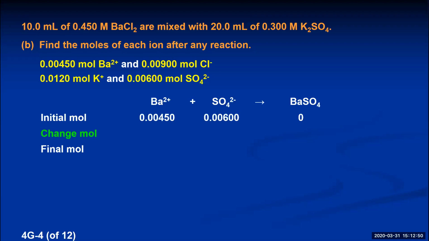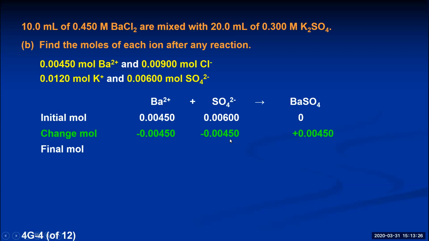So what do we have in the solution? We have 0.00450 moles of barium ions and 0.00600 moles of sulfate ions, nothing else. Barium and sulfate react in a 1-to-1 ratio. So which one of these two reactants is going to be the limiting reactant? It's easy if it's a 1-to-1 ratio, it always has to be the smallest one. So 0.00450 moles of barium will react with 0.00450 moles of sulfate to produce, in a 1-to-1-to-1 ratio, 0.00450 moles of barium sulfate.